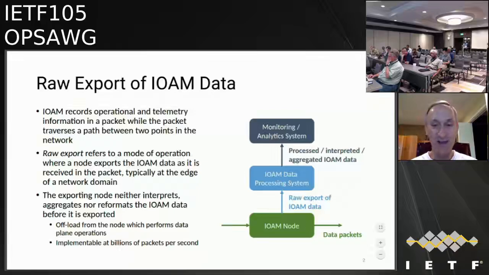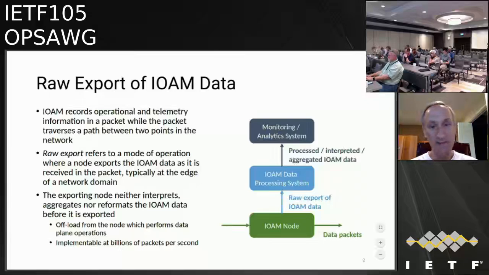As you see in the figure on the right, the IOAM node is a switch or router that is just forwarding packets. Raw export allows you to offload a lot of the processing, aggregation or reformatting to an IOAM data processing system. So we're just trying to get the information off the IOAM node as simply as possible. After that IOAM data processing system, it may do some formatting, aggregation, processing or interpretation, and from there something else may progress that to a monitoring or analytics system. This is really focused on that first light blue arrow on the bottom for raw export of IOAM data. It is not focused on the processed, interpreted or aggregated IOAM data, which could be addressed and might be valuable, but that's not what this draft is trying to do.